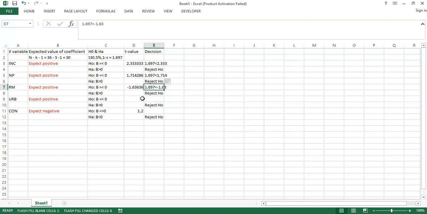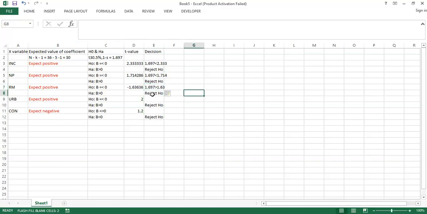Right. Then if you look at your RM now, the value of our RM is actually in the opposite direction, right? The value of our RM, let's remove that positive there because we are dealing with an absolute value, right? We are dealing with an absolute value. So is 1.697 smaller than 1.636? No, right? So this sign is in the other direction there.